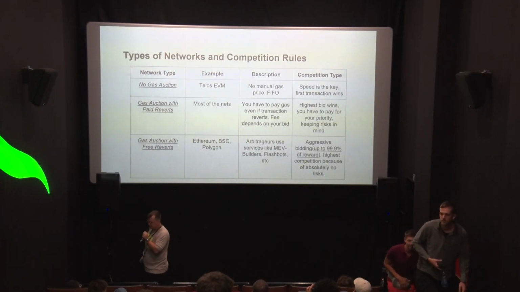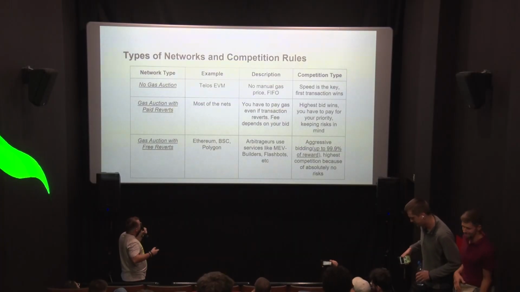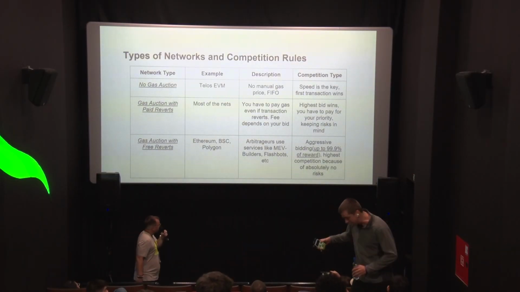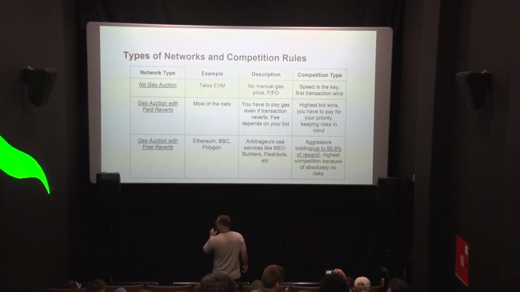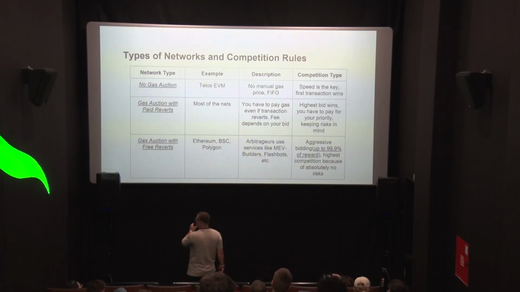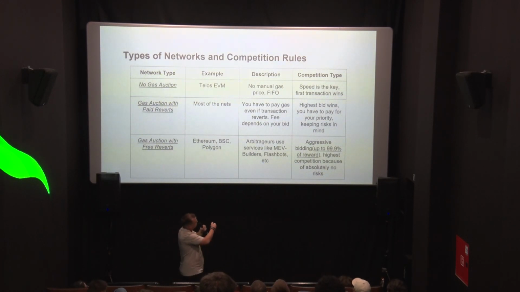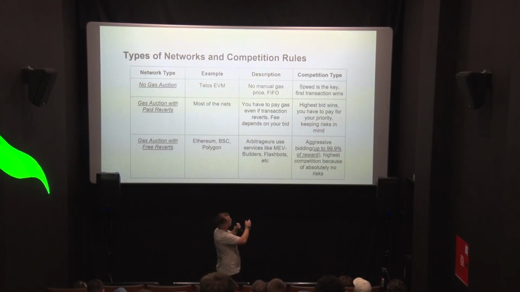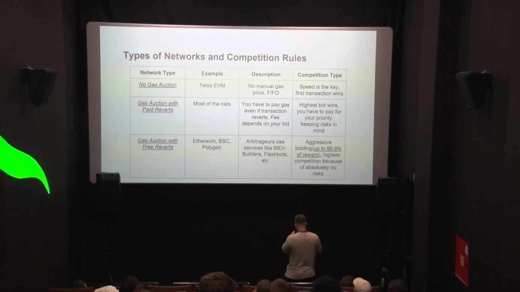And among these networks, we have a subset which operates under slightly different rules because of the existence of Flashbots and MEV builders, which allow the rewards to be free. So you don't need to pay for your failed attempts, which means that this shifts the risk-reward ratio for such networks even more, and this leads to very aggressive bidding. And because of this, we prefer not to trade on such networks.